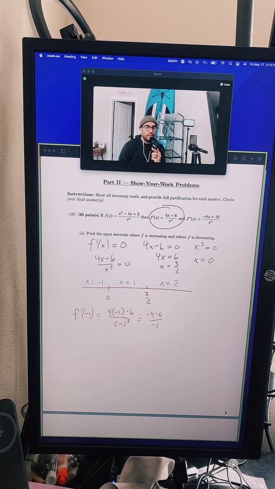And the cool thing about this is we don't necessarily care about what the value is. We just care if it's positive or negative. In this case, it's -10 over -1. It's 10. It's a positive 10. So I'm going to go ahead and put a plus in this interval. So right now, that's telling me that the function is increasing.